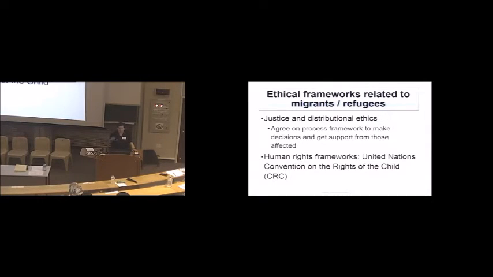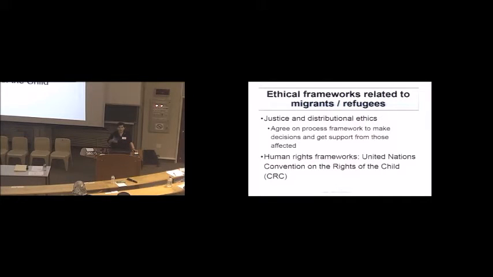So the ethical frameworks, I wasn't aware that Laurie was going to do it, so I'm very glad that she's done this in detail, because I've alluded to very little about the human rights aspect. So the two frameworks that I was going to look at was the justice and distributional ethics framework, and then the human rights framework. And in terms of the justice and distributional ethics, one has to agree on a process framework to make decisions and get support from those affected.